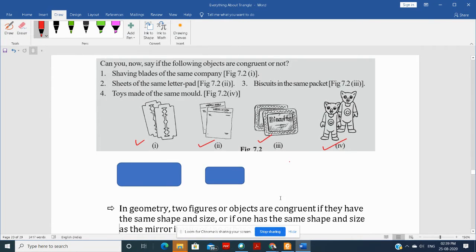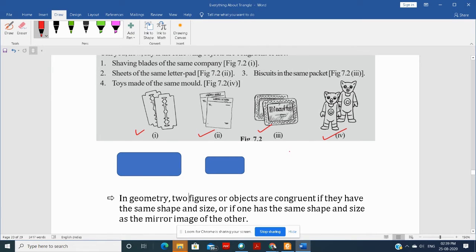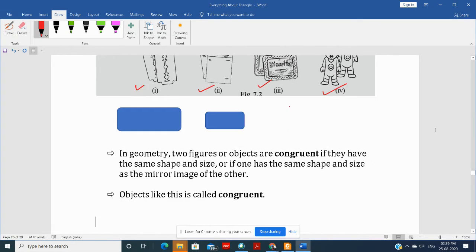So, in geometry, two figures or objects are congruent if they have the same shape and size, or if one has the same shape and size as the mirror image of the other. Now, these kinds of objects are called congruent objects.